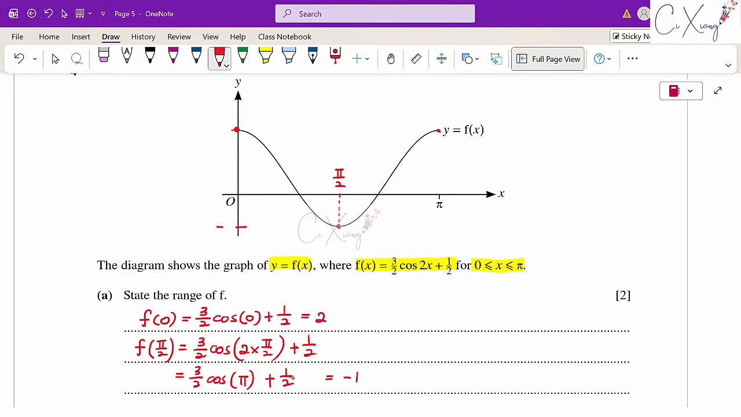So the smallest value is negative 1 and the highest value is 2, according to your calculation just now. Then let us write it out in range form. The range of the function f will be from negative 1 inclusive until 2. Of course, if you want to put it as f(x), that also works.